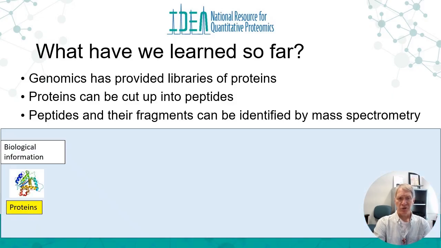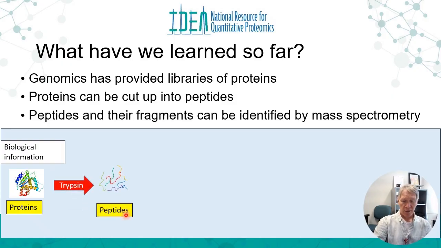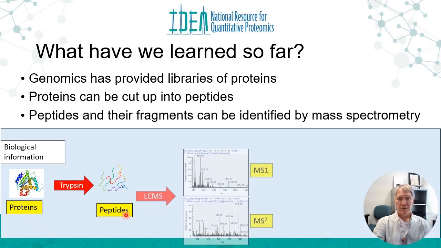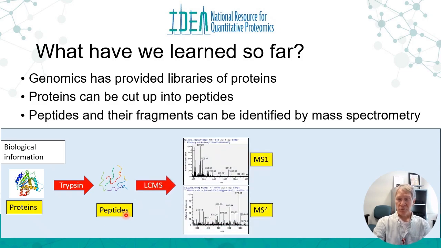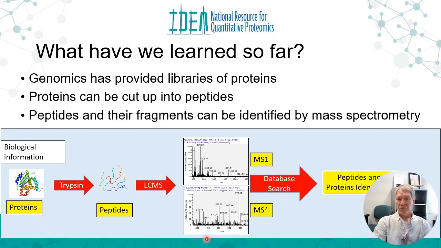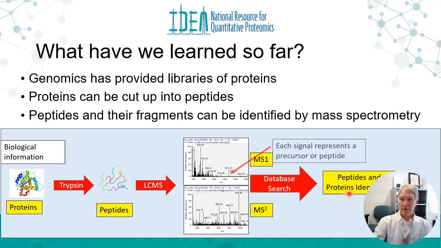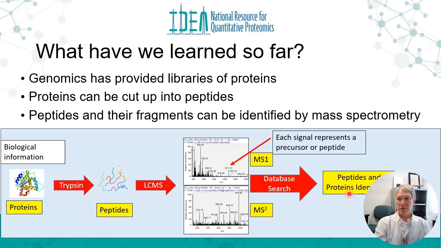So if I were to put that in pictures, we take the biological information, which are the proteins. We're going to add trypsin to make peptides. We're going to use liquid chromatography and mass spectrometry to get two basic pieces of information, the MS1 signal and the MS2 signal. And then from that, we're going to do a database search where we're going to find the identity of the peptides and then the proteins. Each signal up here in the MS1 represents a precursor or the peptide. And each signal down here represents a fragment of a particular peptide.